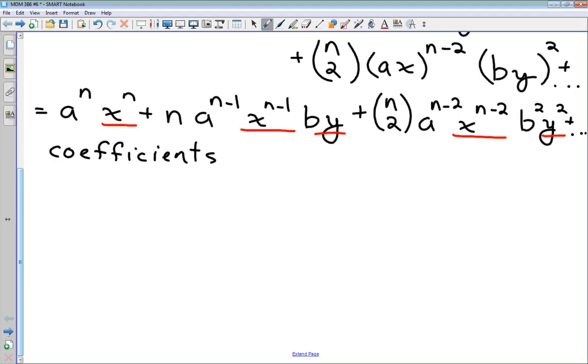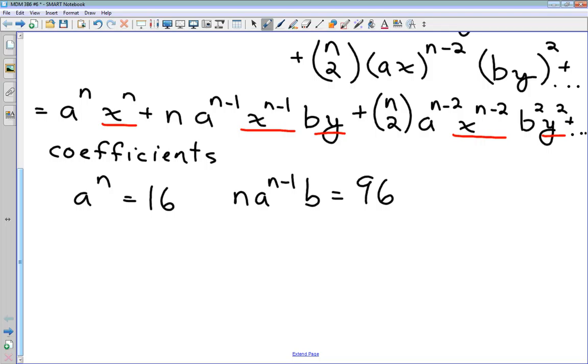My first term, my coefficient is just going to be a to the n. And we're told in the question that that is equal to 16. My second term, my coefficient is just going to be n a to the n minus 1 times b. And we're told that that is equal to 96.